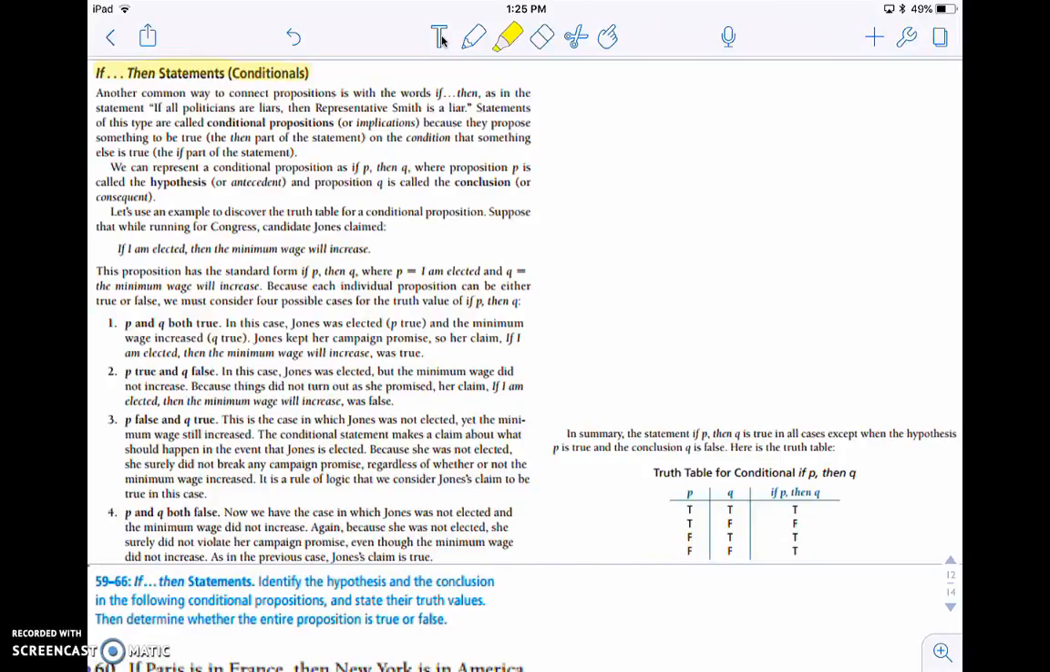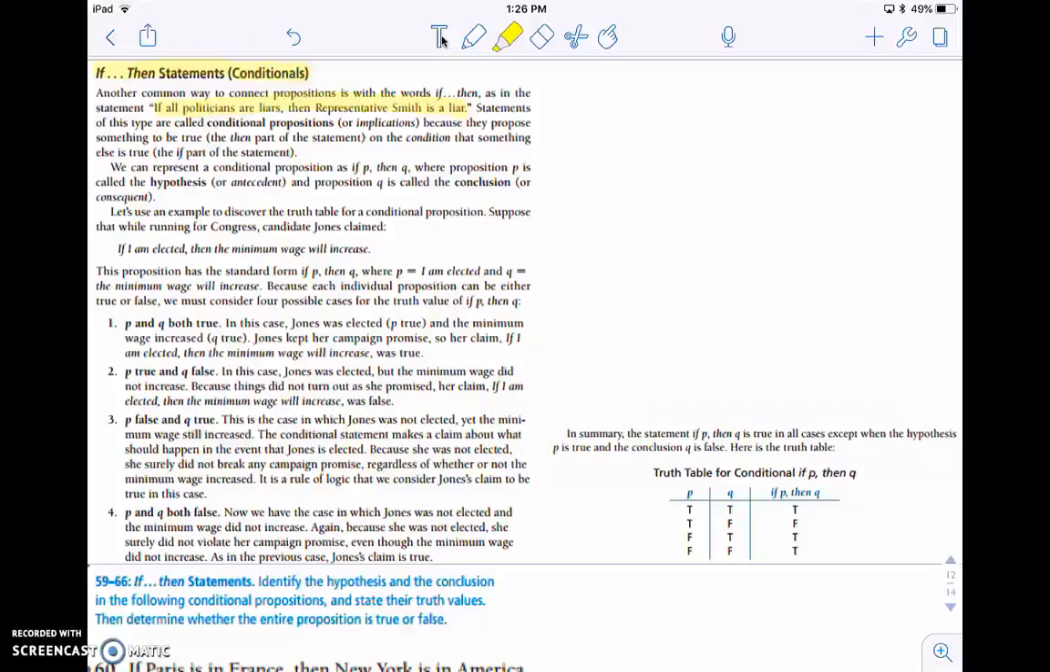When we look at our if-then statements, here's one we could throw out: if all politicians are liars, then Representative Smith is a liar. So again, we have two propositions. All politicians are liars. Representative Smith is a liar. So we have P, then Q. Again, the truth of P and the truth of Q depends upon our situation.